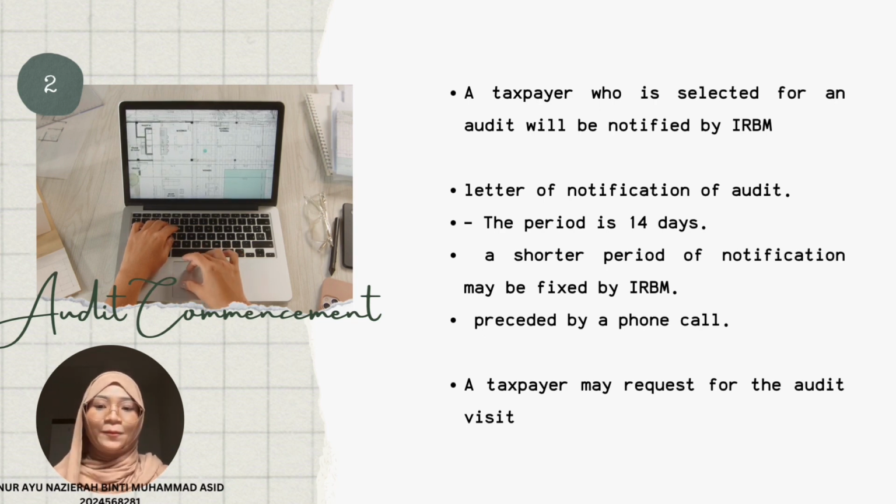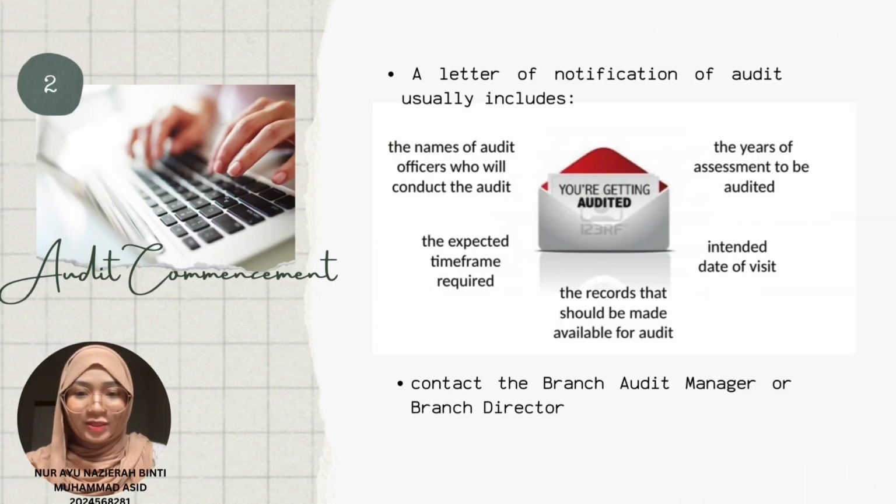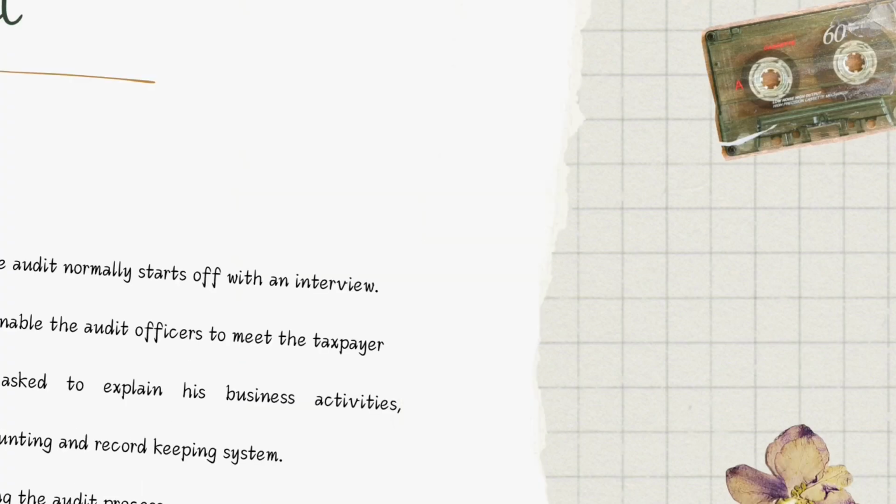A taxpayer may request for the audit visit to be deferred due to unavoidable circumstances and reasonable ground. A letter of notification of audit usually includes the name of the audit officer who will conduct the audit, the expected time frame required, the record that should be made available for audit, the year of assessment to be audited, and the intended date of visit. A taxpayer may contact the branch audit manager or branch director of IRBM for the purpose of confirming the audit visit.